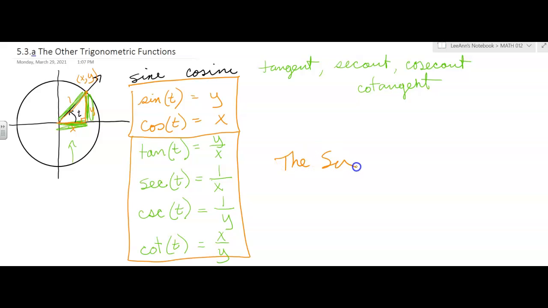The 6 trigonometric functions. Sometimes we abbreviate it as trig functions. Okay.